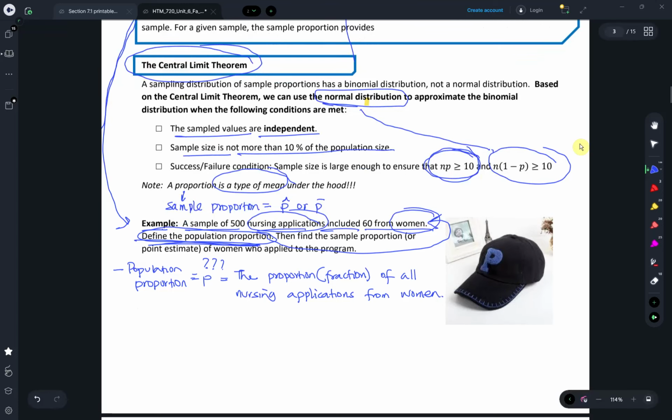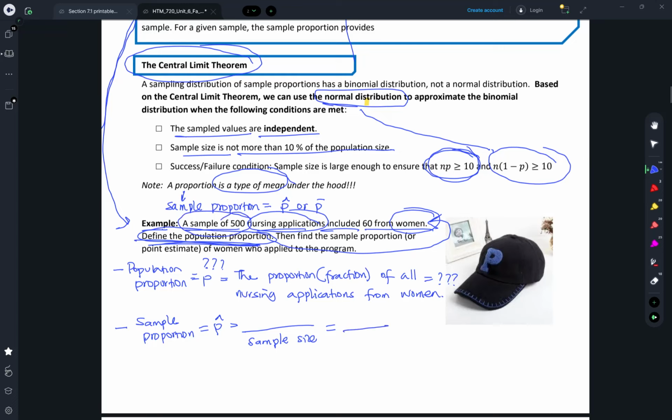Okay, now if this is unknown and we cannot access the entire population, our best route might be to randomly take a sample from that population and find the sample proportion. The sample proportion will be out of the entire sample size. In this context, a sample of 500 was taken. How many met the characteristic of interest?